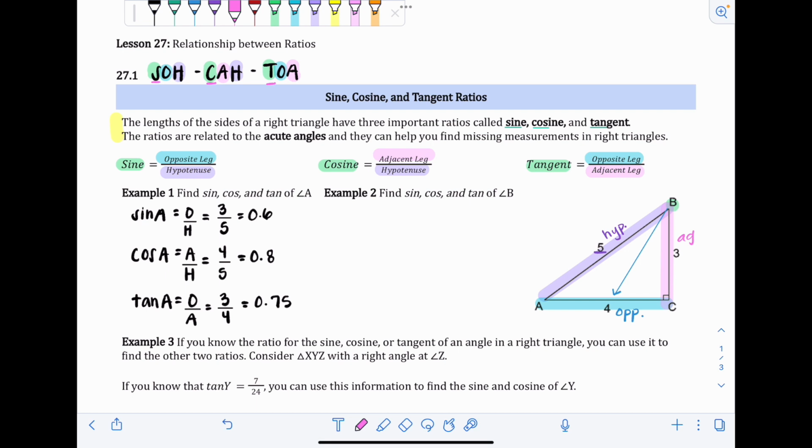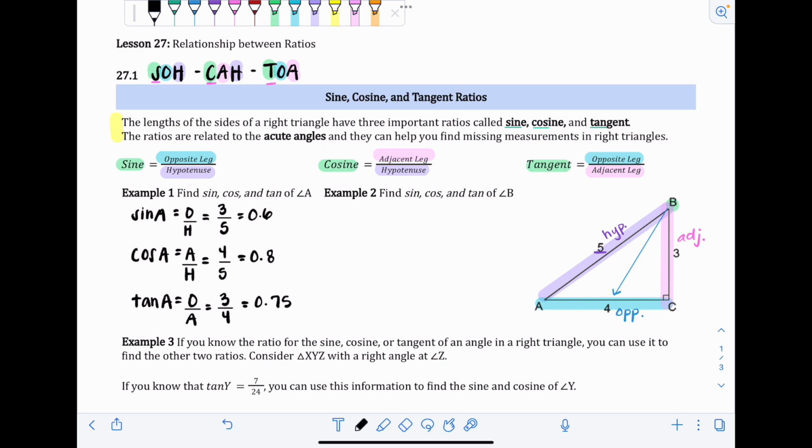Adjacent just means next to, so it's the leg that's next to angle B. Okay, so adjacent is 3, opposite is going to be 4, hypotenuse is still 5.